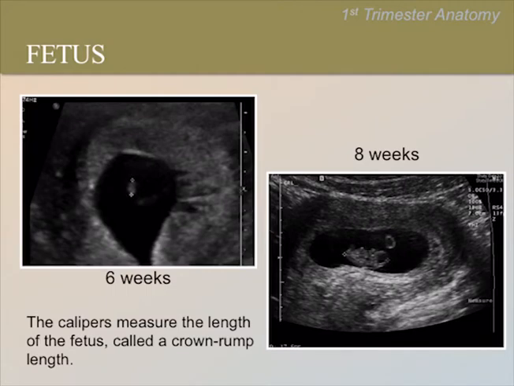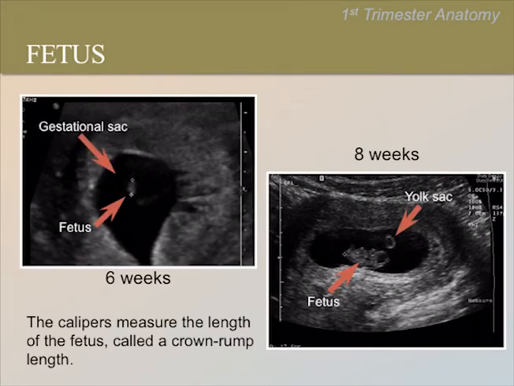Here you can see the gestational sac and the fetus. The right image is taken at 8 weeks gestation. Here we can see the fetus and yolk sac together. Now we have labeled the structures. As the fetus grows, the yolk sac is no longer visible.